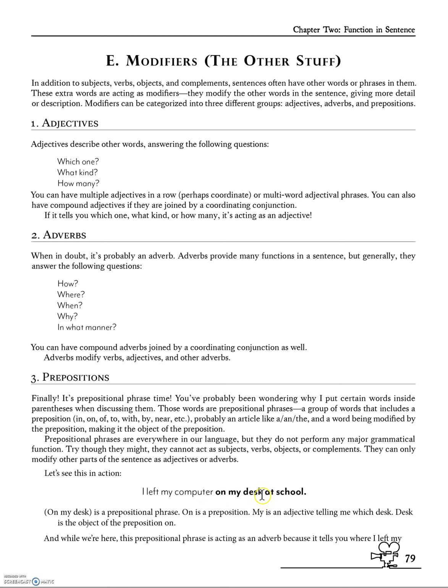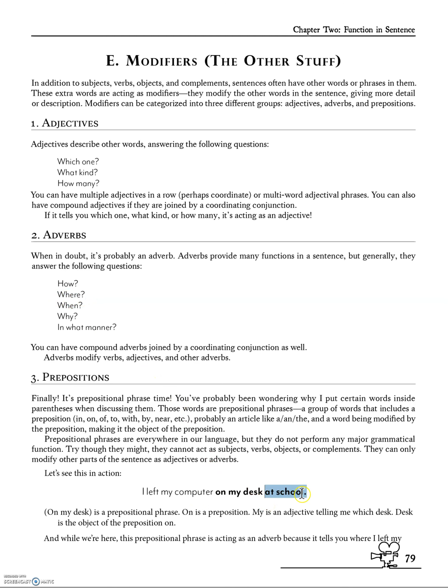Now it looks like in this sentence we actually have two prepositions. We have, on my desk, and then we have at school. So at school, at is the preposition, and then at where? School. School is the object of the preposition. Now, prepositional phrases will be acting as either adjectives or adverbs, so you have to ask yourself what they're telling you. This first one, on my desk, well, which question is it answering? It's telling me where I left my computer. I left it on my desk. So it is acting as an adverb, right? Because where is an adverb-y question.